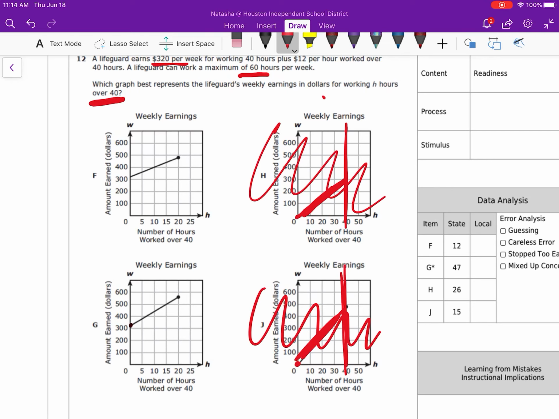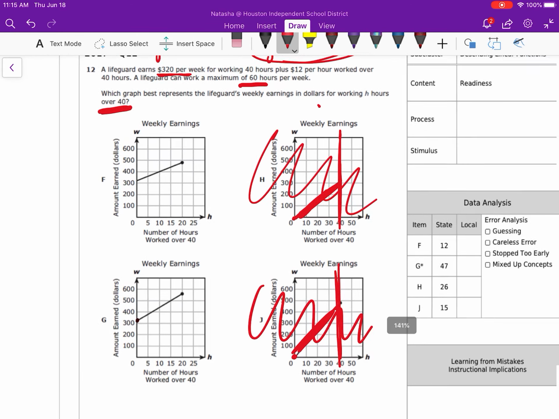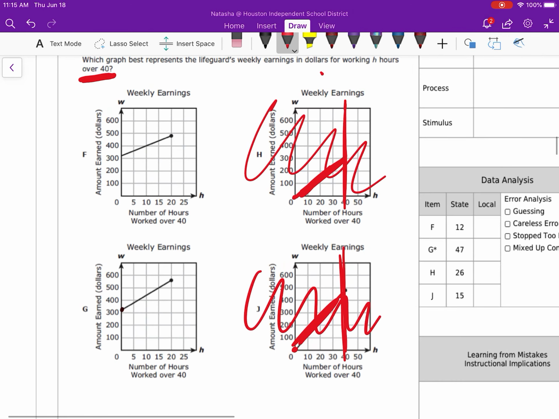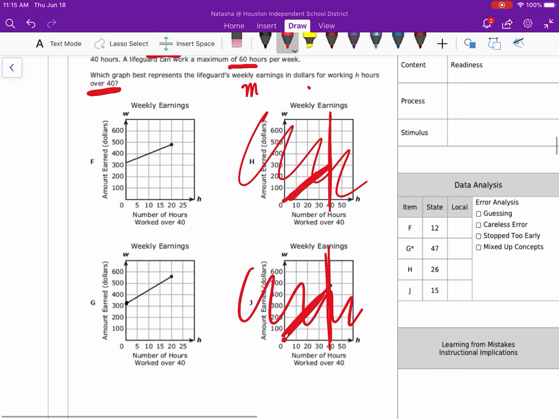Okay, so if we got 40 and then 50 and then 60. So that matches. Both of these work in terms of the number of hours. So I need to figure out, well, what is my slope? And what does my slope need to be in order to work out for this equation? Okay, so my slope, when we talked about it up here, because we're earning $12 per hour, our slope needs to be 12. So our slope needs to be $12.